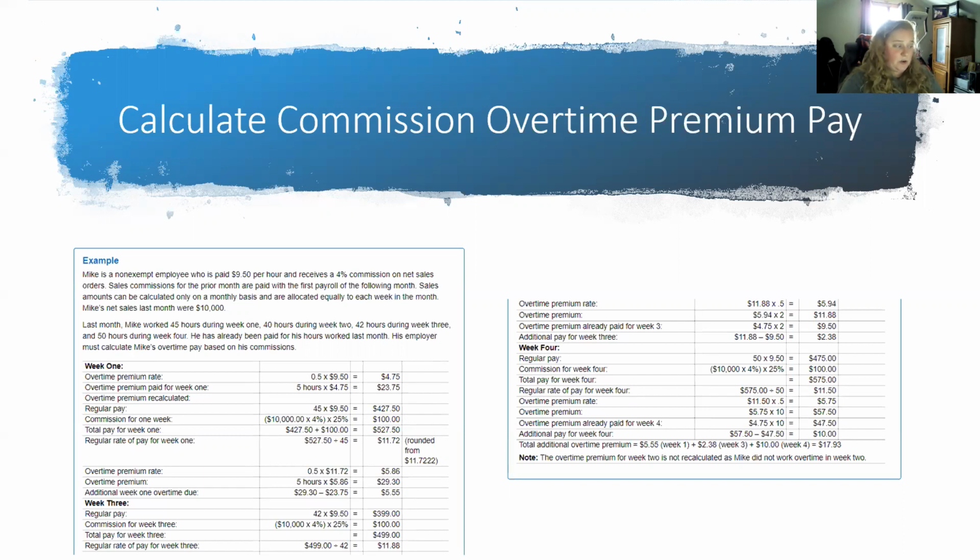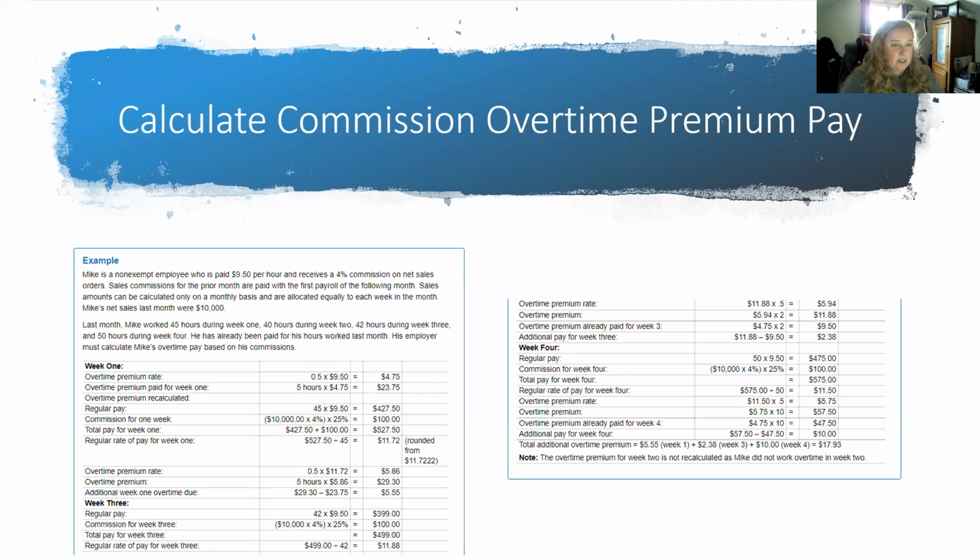And then we're going to do his overtime premium rate. His regular rate of pay was $11.72 based off of that calculation we just did, which took into account the $100 of commission that was allocated to that week, multiplied by 0.5, and we get $5.86 times the 5 hours of overtime that he worked in the week, which gives us $29.30. So his additional week 1 overtime due is going to be $29.30 minus the $23.75, which is $5.55.